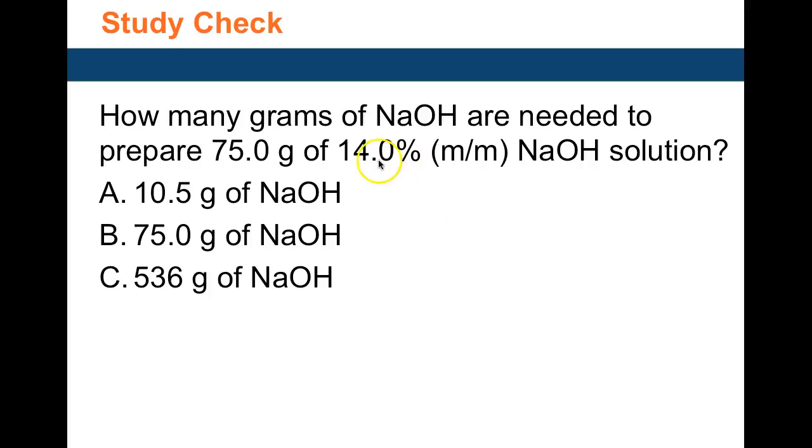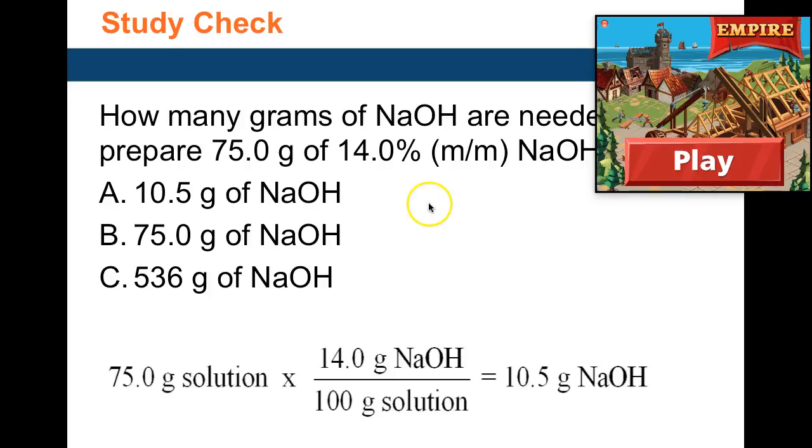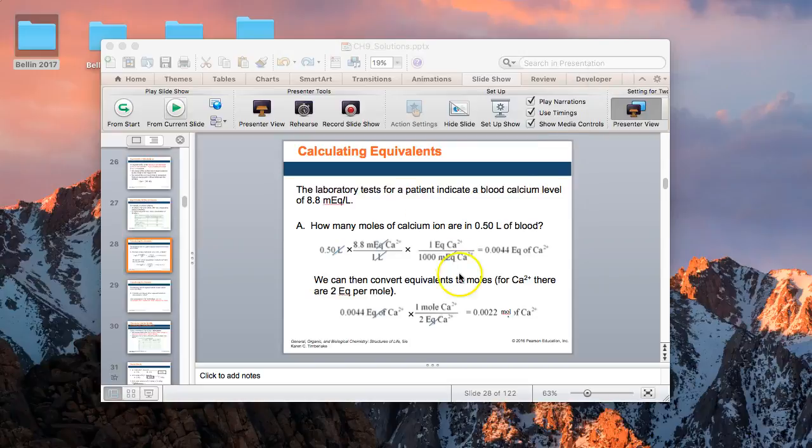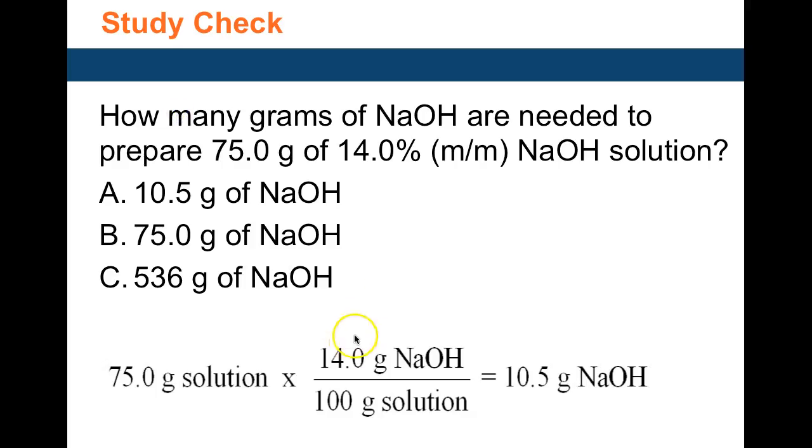So 14% mass by mass means that you have 14 grams of sodium hydroxide in a 100-gram solution. So 75 times 14 divided by 100 should give you the equivalent grams of sodium hydroxide. And I apologize again, it's annoying, sorry. So that comes out to be 10.5 grams of sodium hydroxide, and that's A.